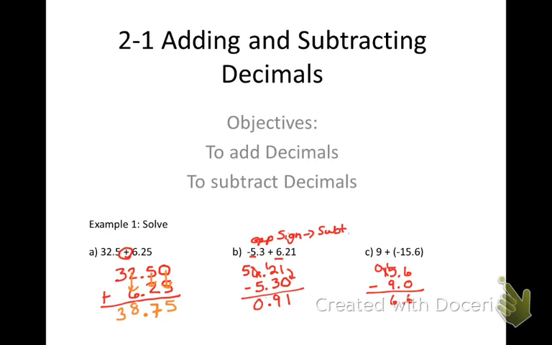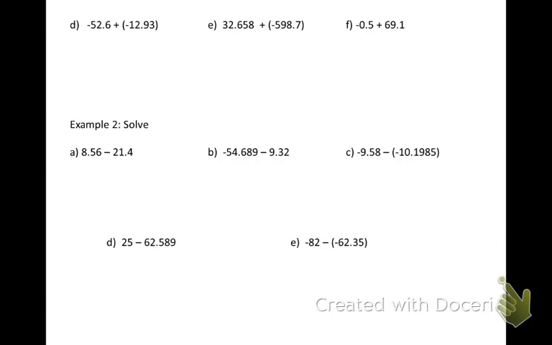Alright, you have 6.6. And then you check and see. You have 15 and 9. 15 is bigger and it has a negative sign, so it's going to be negative 6.6. Alright, I'd like you to try D, E, and F by yourself. Put me on pause, and when you're finished trying D, E, and F all by yourself, come back and check and see if you got the correct answer.